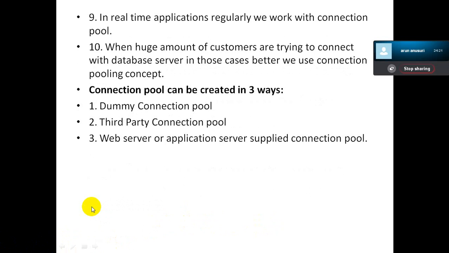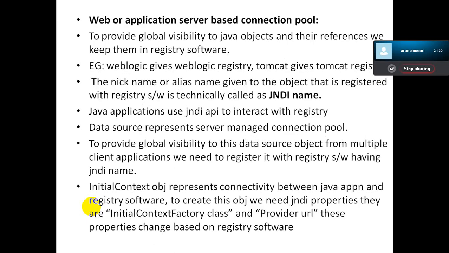In real-time applications, we regularly work with connection pools. When a huge number of customers are trying to connect with database servers, in those cases we can better use the connection pooling concept. Connection pooling can be done in three ways: dummy, third party, or web server or application server supplied connection pool.